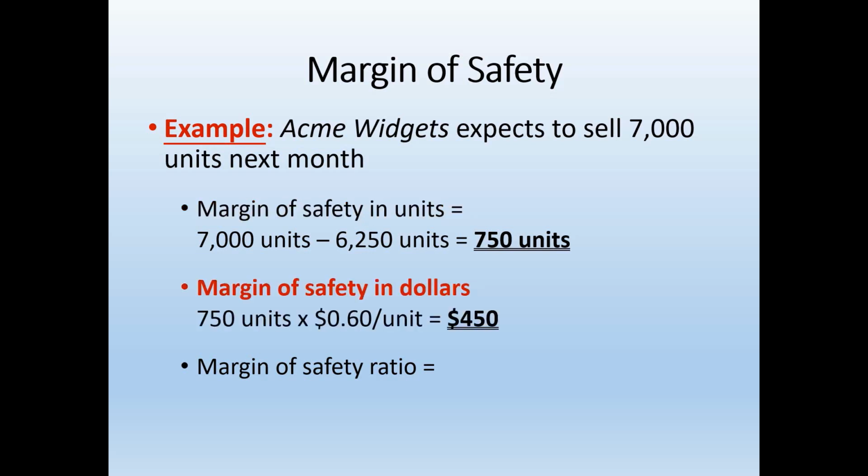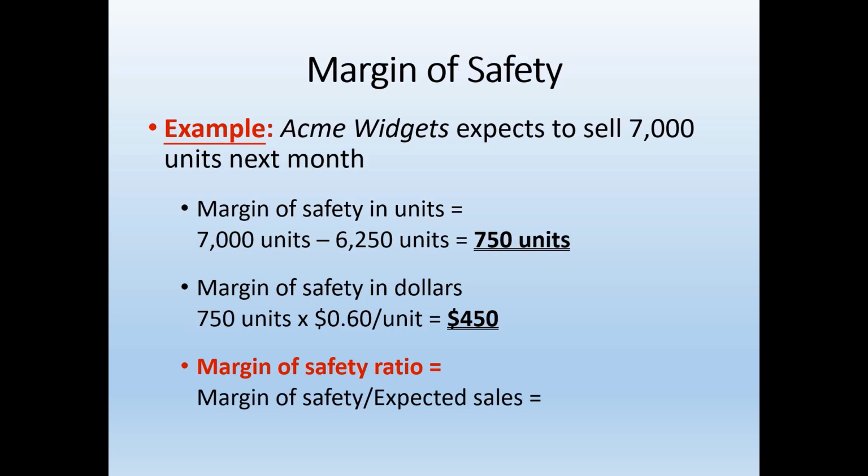There are several ways to compute the margin of safety in dollars. The easiest way is to take the margin of safety in units, which we already know, and multiply it by the selling price per unit. In this case, the firm's sales revenue could decrease by $450 before we have to start worrying about operating at a loss.